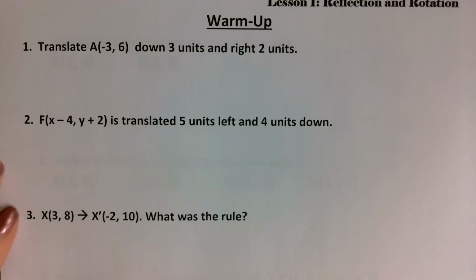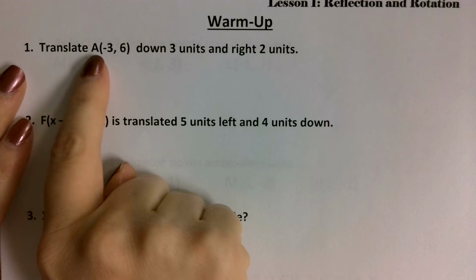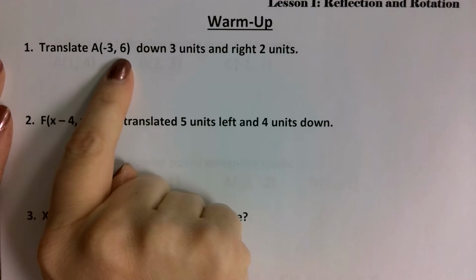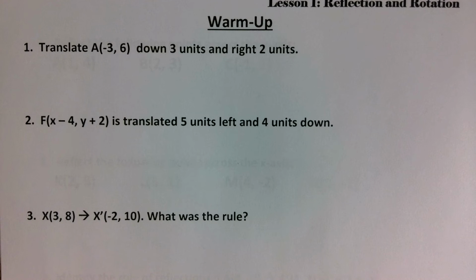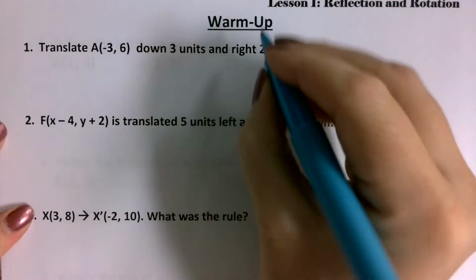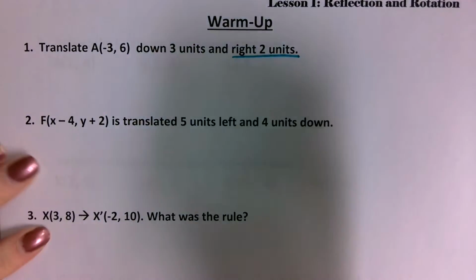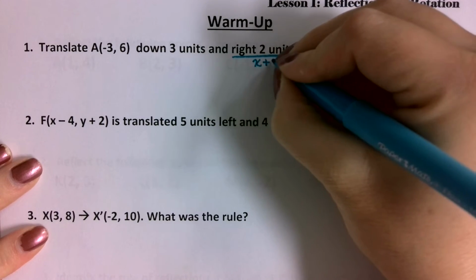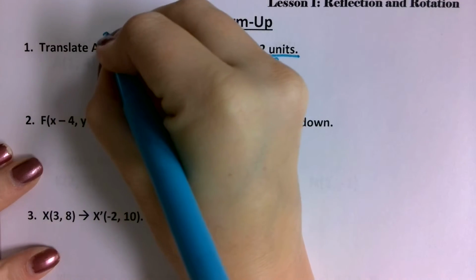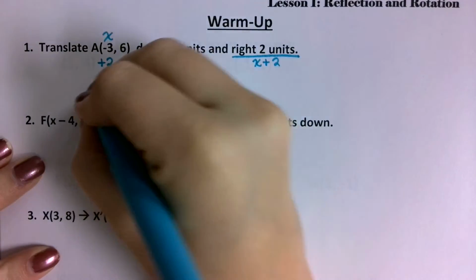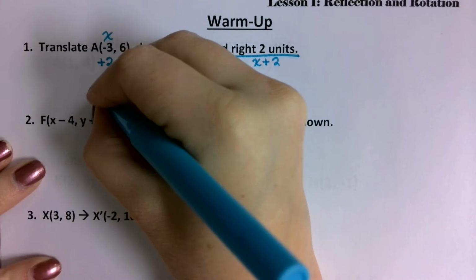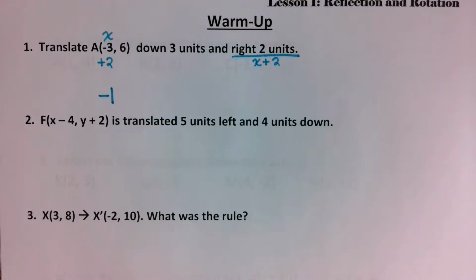All right, so let's go ahead and start going over this. If we were to translate the following point A, which is at negative 3, 6, and we wanted to go down 3 units and to the right 2 units, then what's going to happen here, when we move to the right by 2 units, means that we're going to take our x value and add 2. So I'm going to take this x value, which is located at negative 3, and add 2. And that means that A prime is now going to have an x coordinate of negative 1.